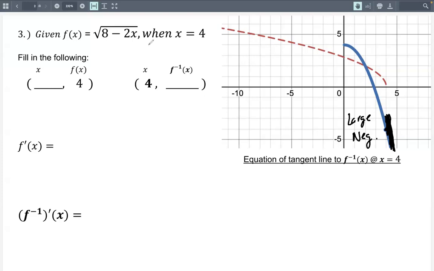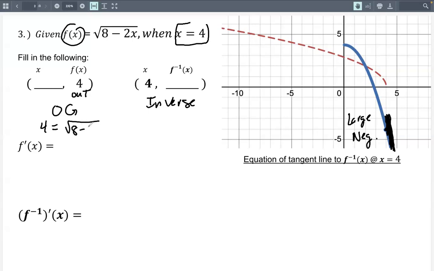Okay, so since we're trying to find what the slope is when x equals 4 on the inverse function, that means that if 4 is the input on the inverse function, it's the output on the original OG function. So since 4 is the output, aka f of x, we replace f of x with 4. So 4 equals the square root of 8 minus 2x. Now we have to solve for x. Well, to undo the square root, we can simply square both sides.